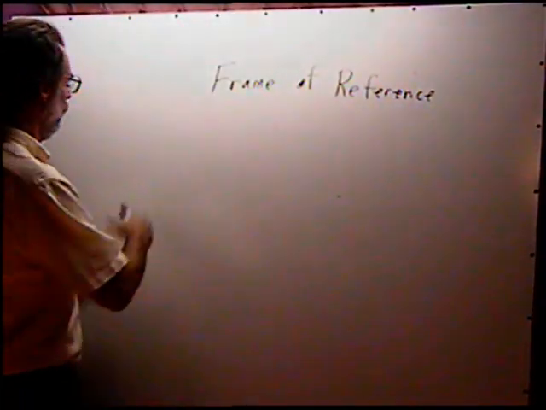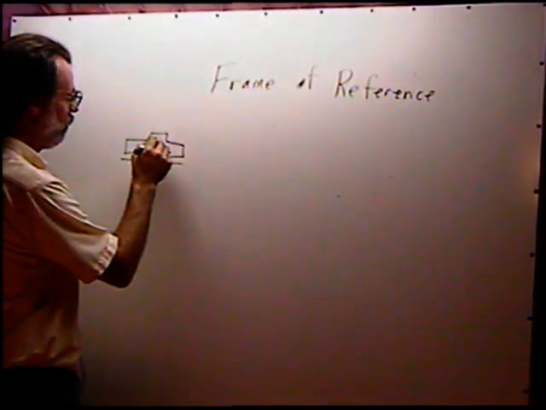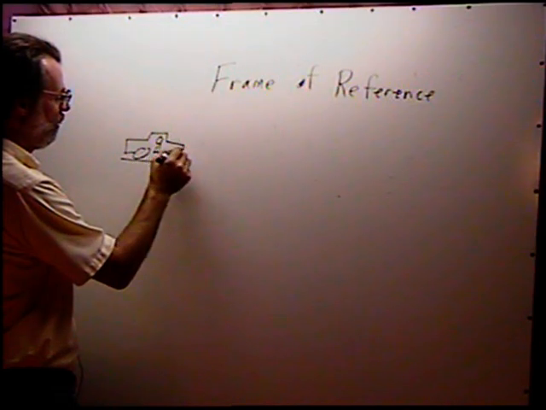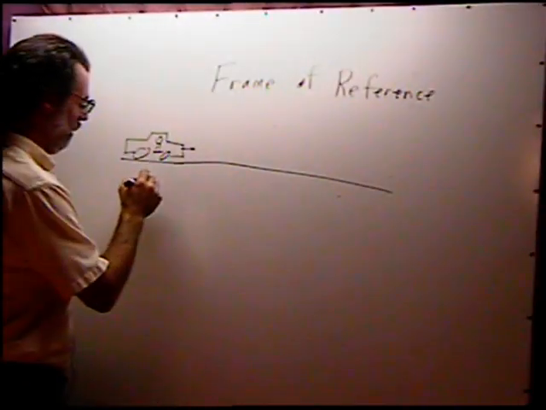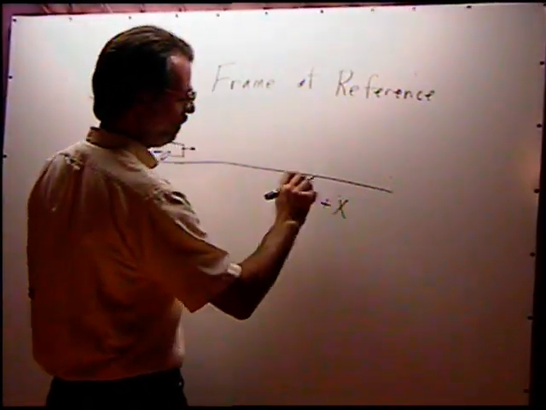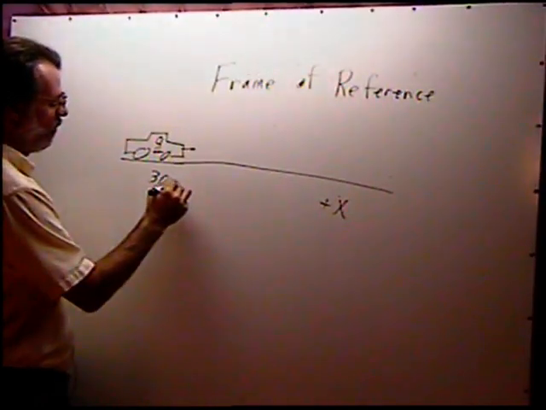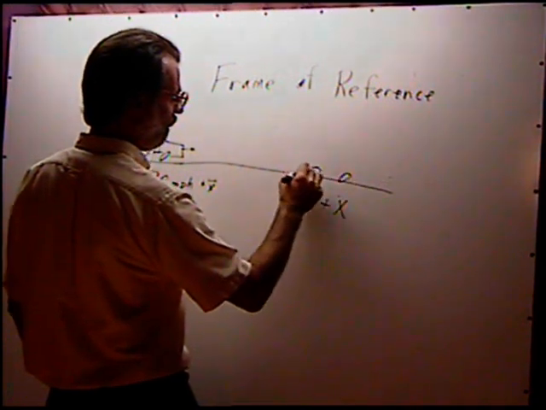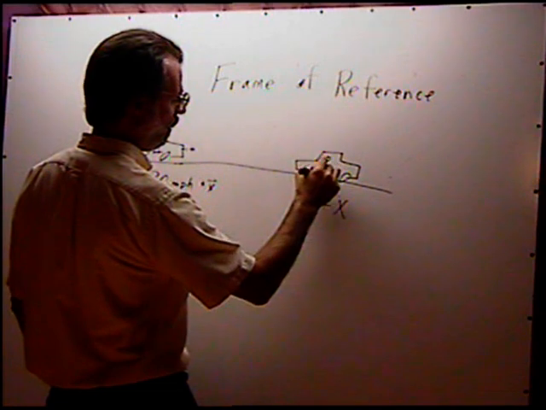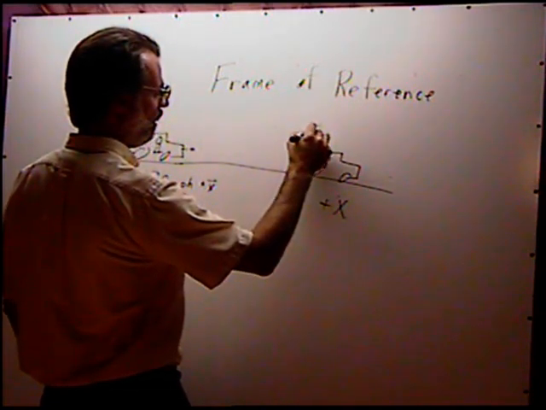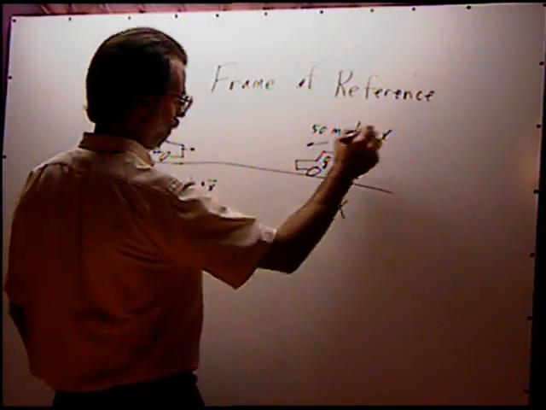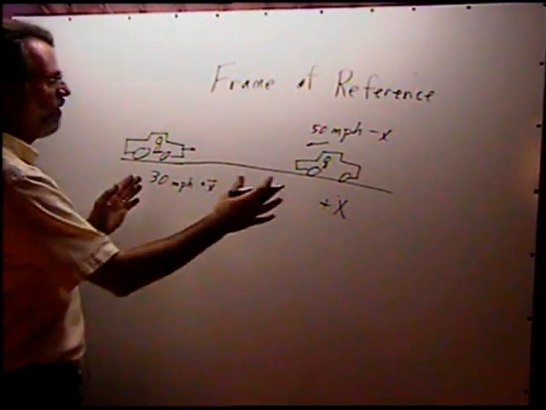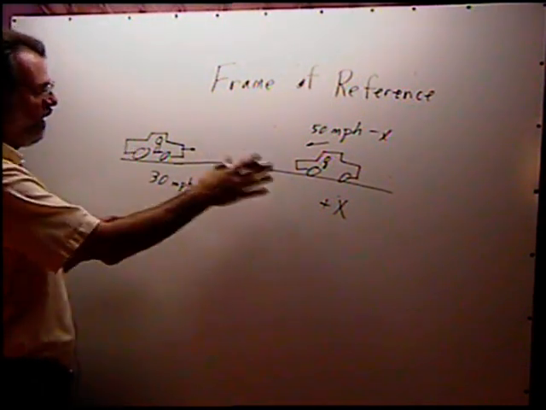So if I'm here in a car, on page 22 right now, traveling this way, and I have a velocity in the plus x direction of, say, 30 miles per hour, and you're in a car over here, and your speed is 50 miles per hour but in the minus x direction, what is our relative velocity when I watch you?